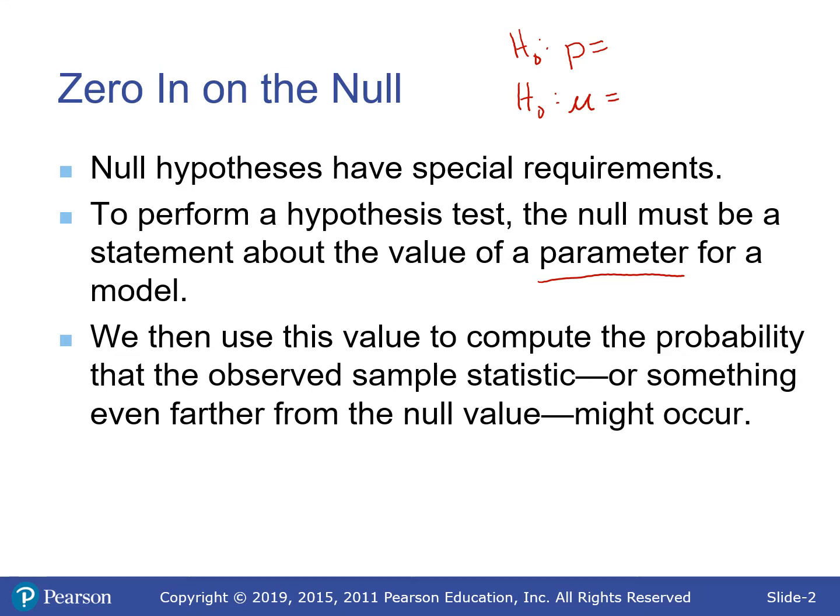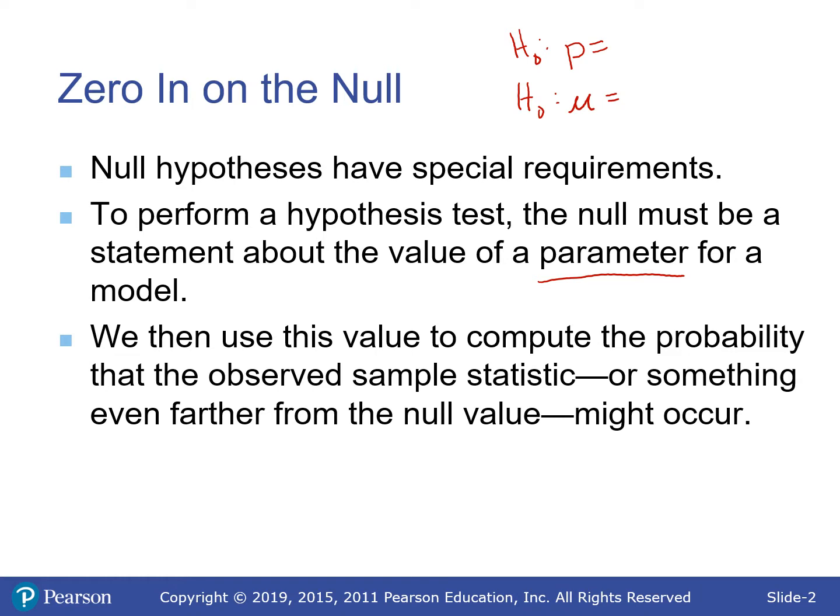Those are statistics based on the sample we have. We're not trying to say something about our sample. We're trying to use the sample to test something about the population. We use the value to compute the probability that the observed sample statistic, or something even further from the null value, might occur. That is the p-value that we find.